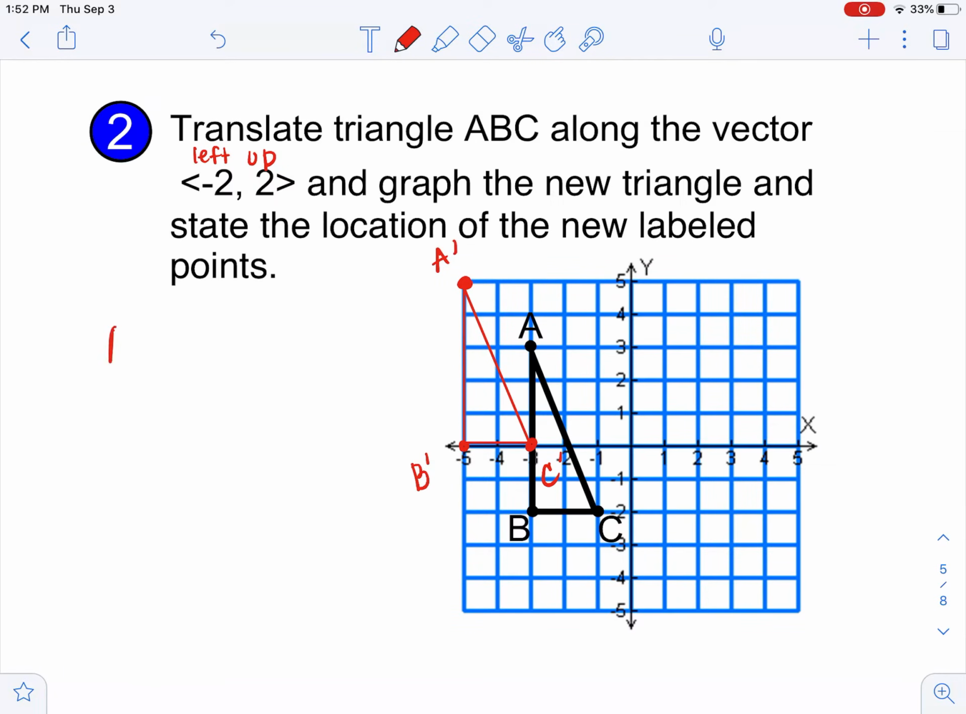All right, we're going to write their locations. A prime. And what I see a lot, which is not right, is people put A prime equals. That's not, you're writing the name directly in front of it. So A prime is at negative 5, 5. B prime is at negative 5, 0. And C prime is at negative 3, 0.